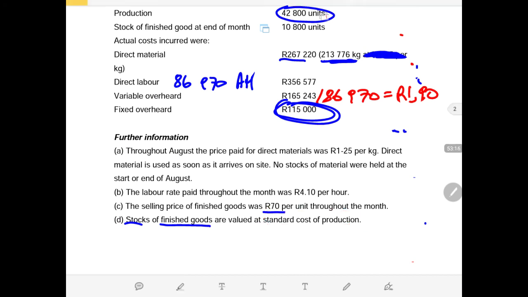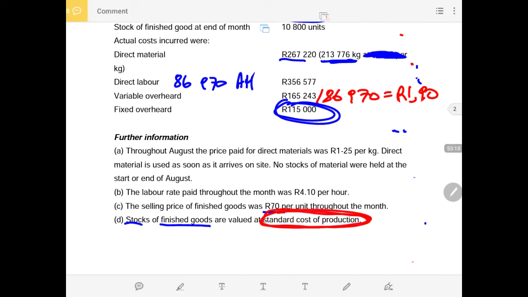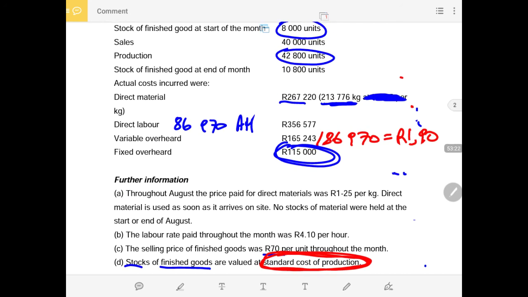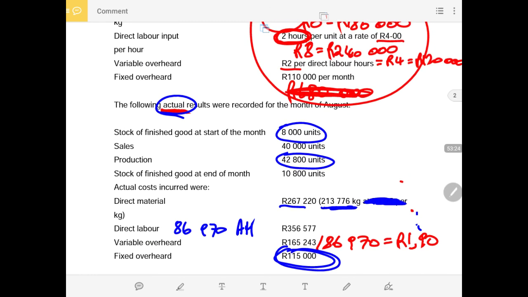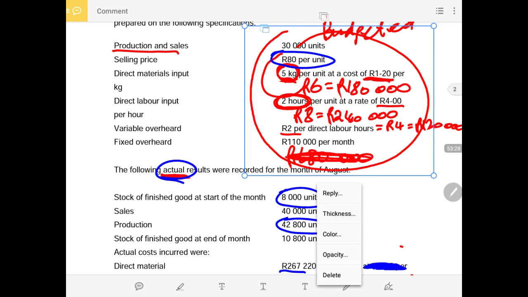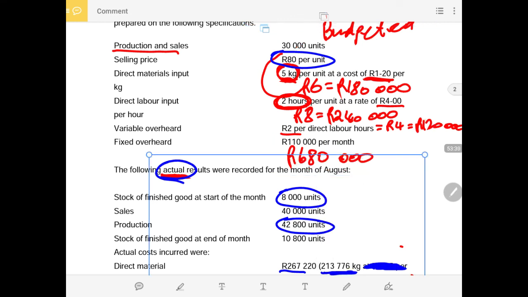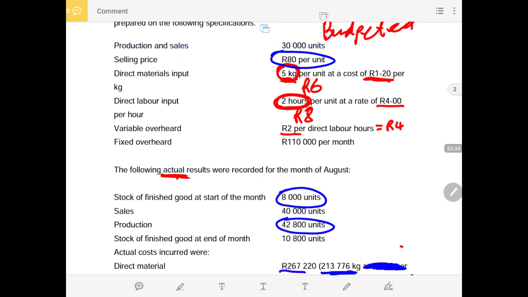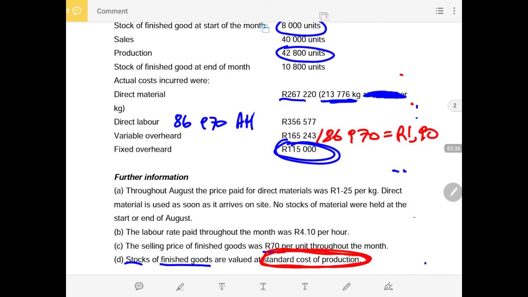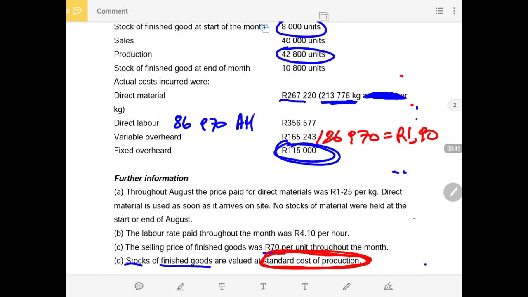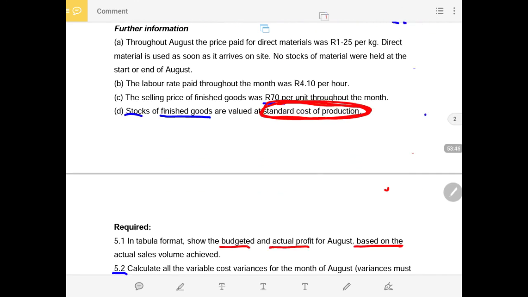So now with that, guys, we just look at other dimensions. We are not doing absorption costing here, so we don't need to take into account the over or under applied manufacturing overheads. But if that were the case, then we'll need to take into account the over or under applied manufacturing overheads. It's just a normal profit statement that we are required to do.